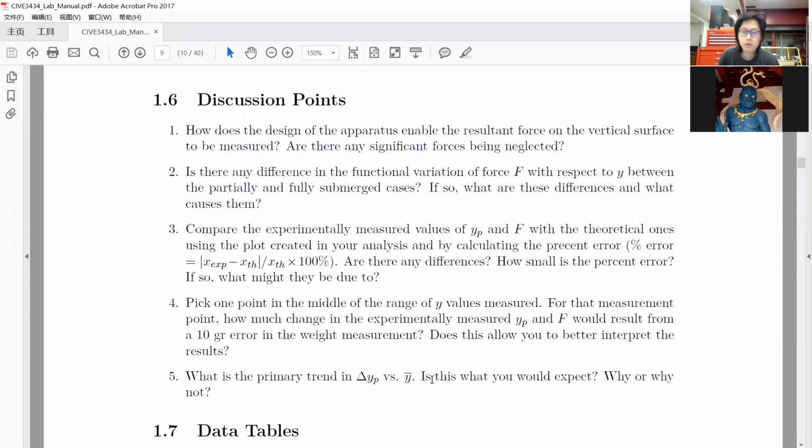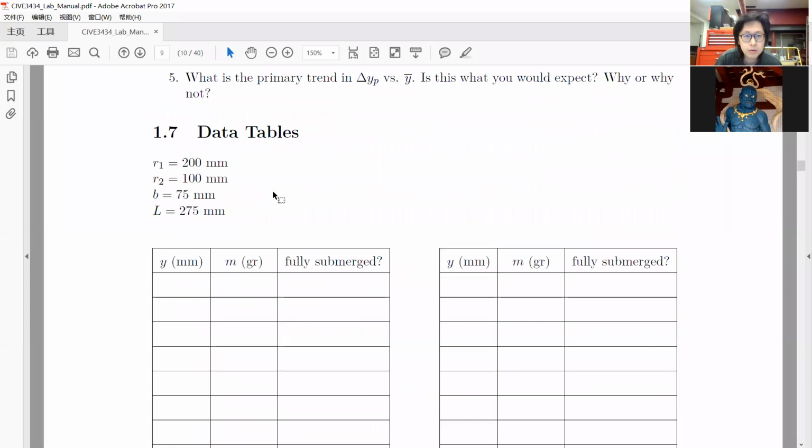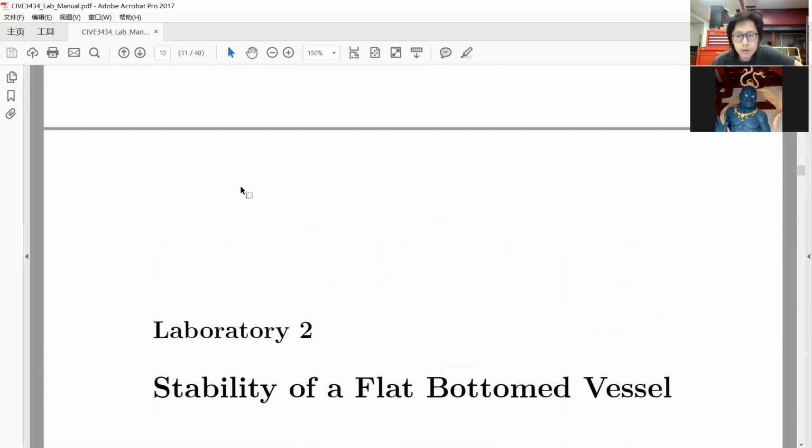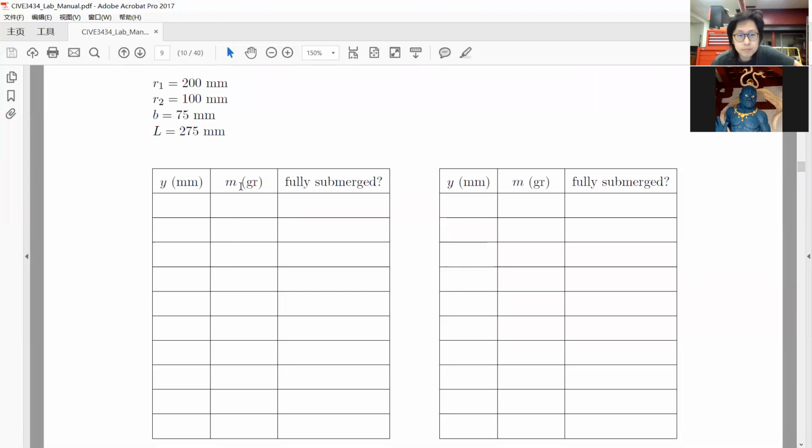So let me see what I left. In the data table, as you can see in here, R1, R2, B. B is the width of the toroid. L is from your weight to the pivot point. That's the length. R1 is the outer radius of the toroid. R2 is the inner radius of the toroid. That's basically all the information you need, and you can see the table in here.